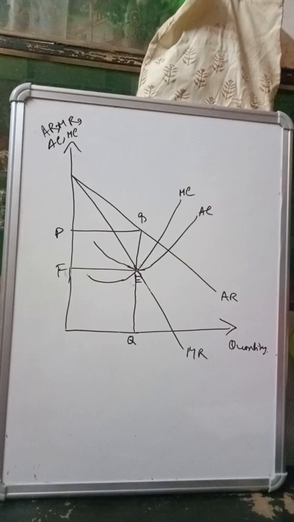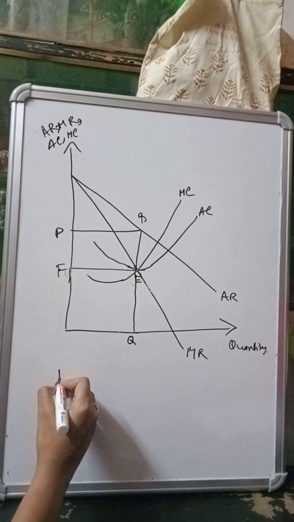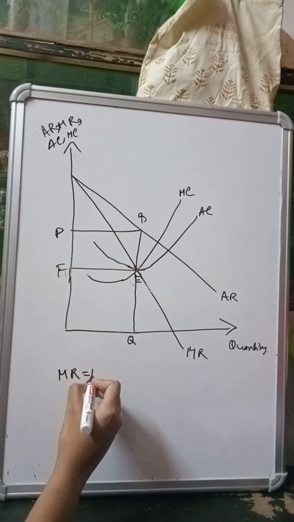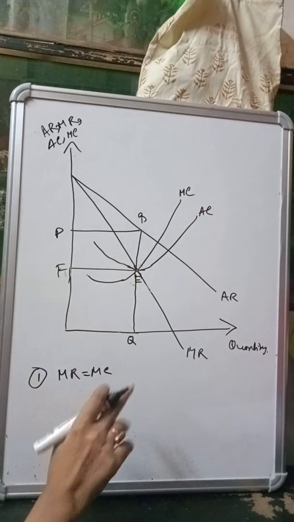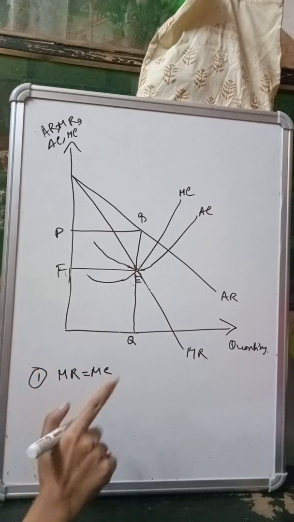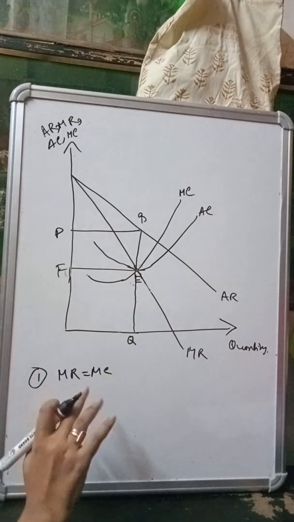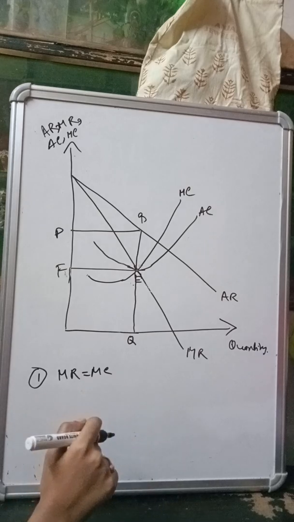Now, we already know that the equilibrium condition for a monopolist is that MR should be equal to MC, and MC must cut MR from below. MC must cut MR from below, right? So these two conditions we already know. These are the two equilibrium conditions for a monopoly, right?